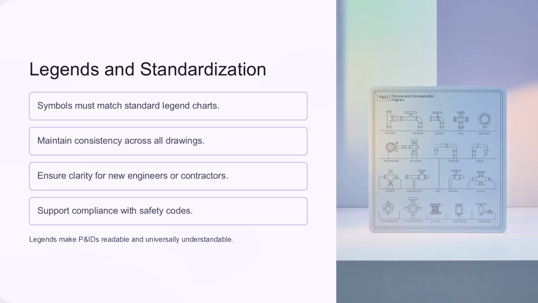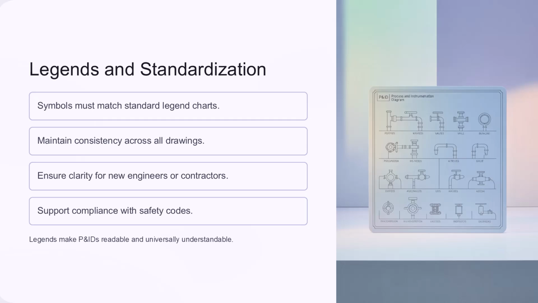Legends and standardization. Let's discuss legends and standardization. Every symbol in a diagram must match a standard legend chart. Maintaining consistency across drawings avoids errors and confusion. Standardization ensures that new engineers and contractors can interpret diagrams correctly.